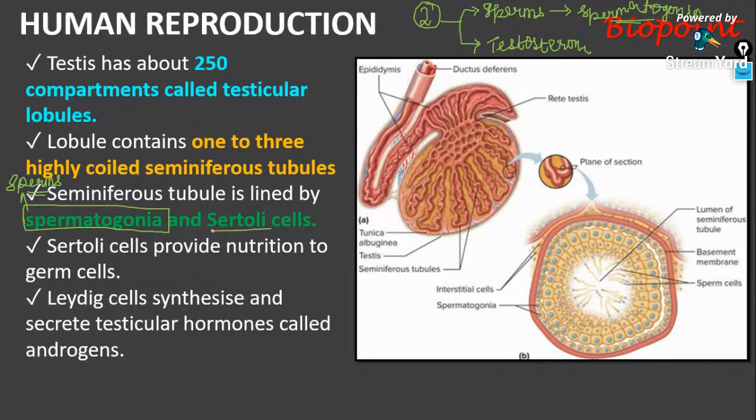And the Sertoli cell is actually the nursing cell or assisting cell of spermatogonia. The second thing which we studied is that the testis produces the male hormone testosterone. Testosterone is actually produced by a particular cell known as the Leydig cell, which is present in the free spaces inside the testis.